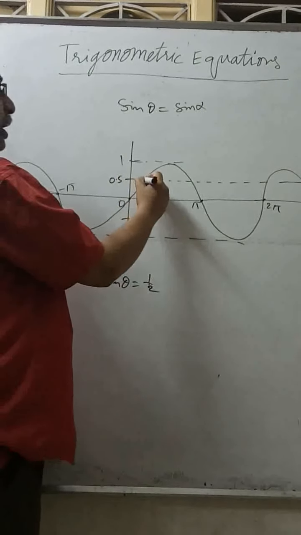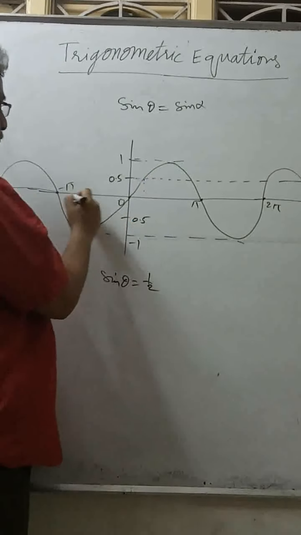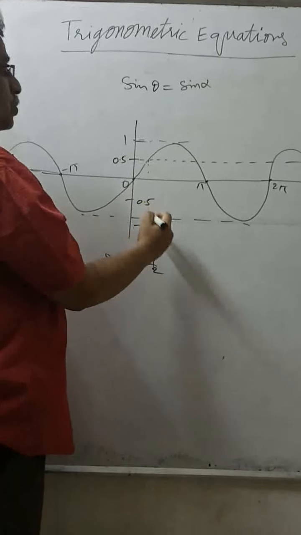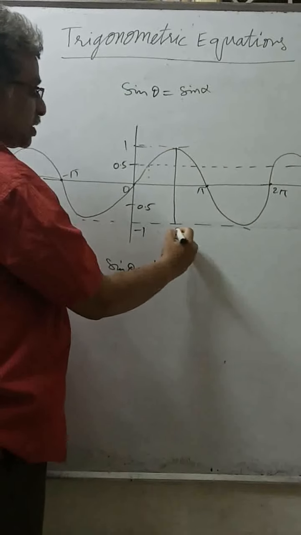We will go for the principal value from minus pi by 2 to plus pi by 2. From minus pi by 2, this is plus pi by 2.